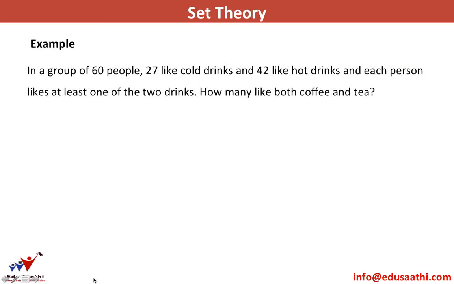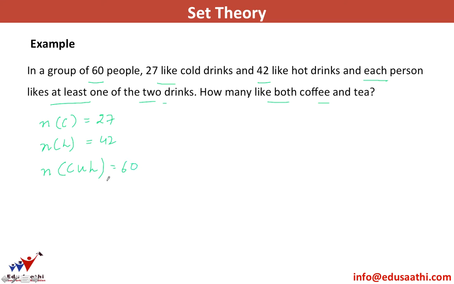Let's take an example so that we have more clarity. In a group of 60 people, 27 like cold drinks and 42 like hot drinks, and each person likes at least one of the two drinks. How many people like both tea and coffee? So here I have n of, let's say, C for cold drinks is equal to 27. I have n of H, hot drinks, which is 42, and I have n of C union H is equal to 60.